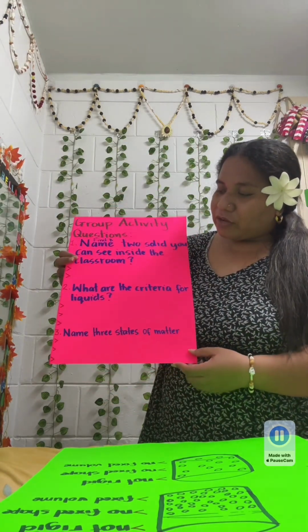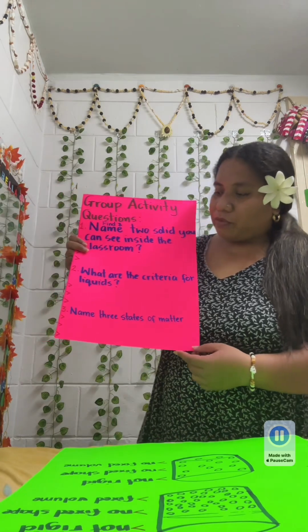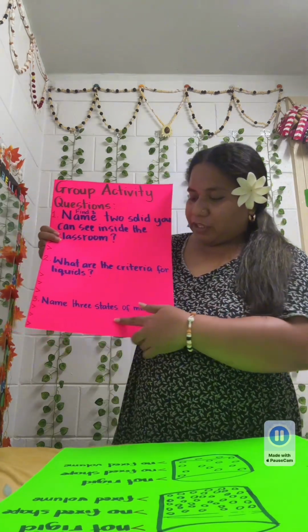Very good. Okay, for the last group, number 3. Can you name the 3 states of matter? First one. Solid. Very good. Excellent. 2. Liquid. Is that correct? Yes, correct. Wonderful. And the last one is what? Gas. Wow. Okay, give a round of applause to group 3. Very good. That is our group activity for today.